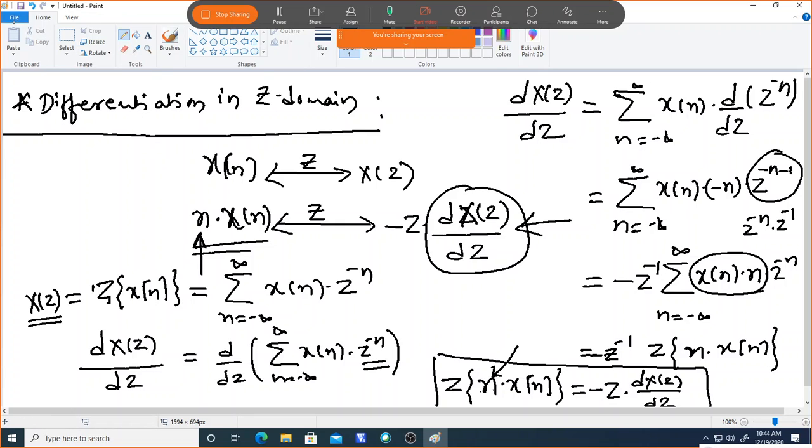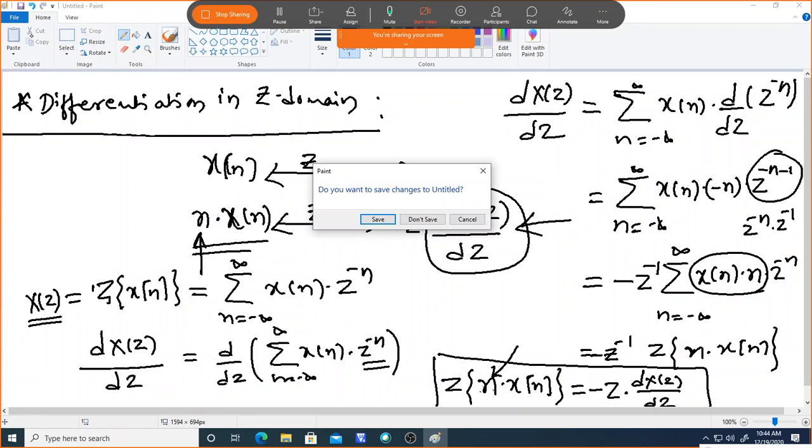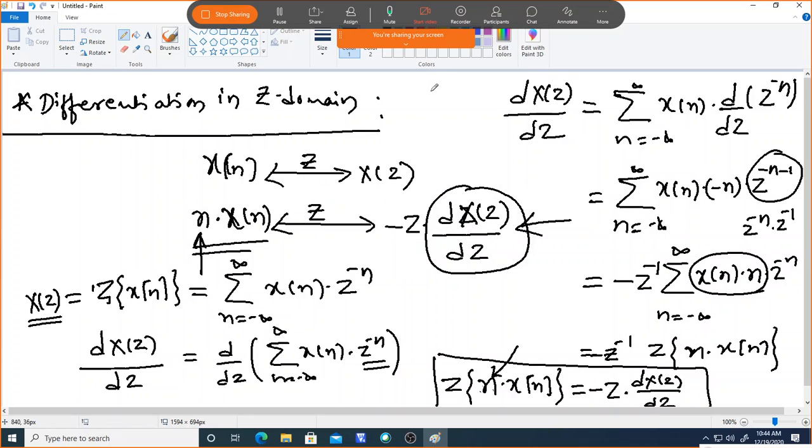Okay, so now another important one. Here also the ROC will be the same for both. If you take x of n and X of z, which has ROC R, then if you differentiate also, the ROC will remain the same in this property.